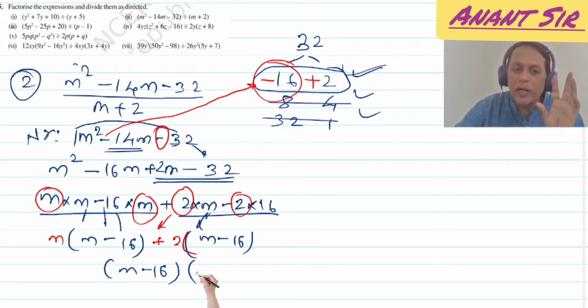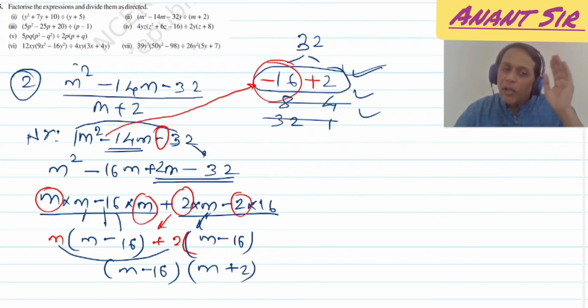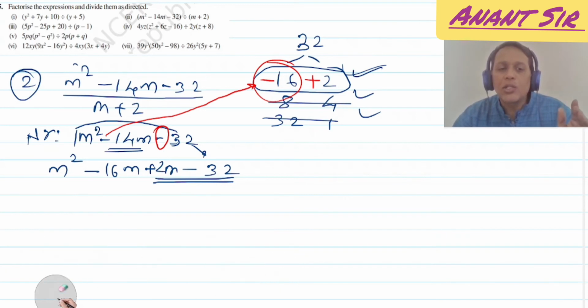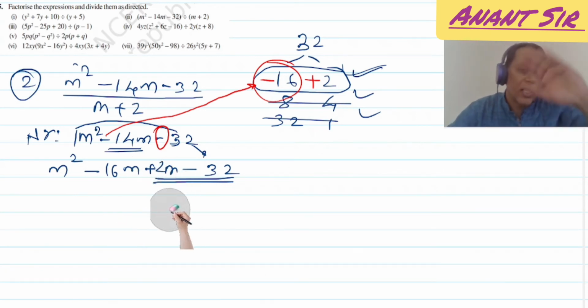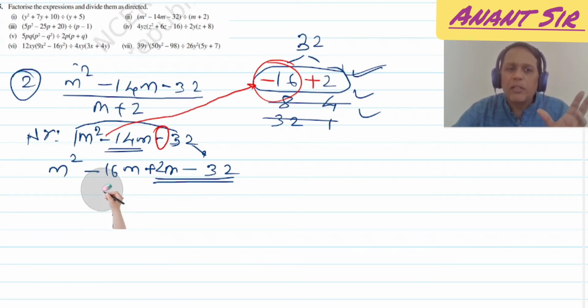So what is our answer for the numerator? Only the numerator, factors. M minus 16 in one bracket and the terms which were outside in the other bracket, m plus 2. So this is our answer for the numerator, right? What if you had written this minus 16m afterwards and plus 2m first? Would that make the answer different?